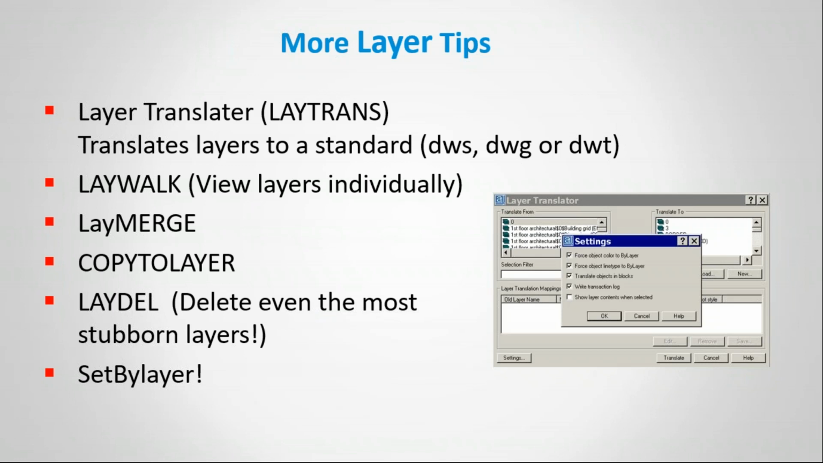What's up with that? Maybe somebody hit the space bar in the text command, or maybe that layer is referenced in a block definition. There's a variety of reasons why you can't delete a layer, even though it looks like it's empty, even though it looks like you should be able to purge it. And it's very frustrating.